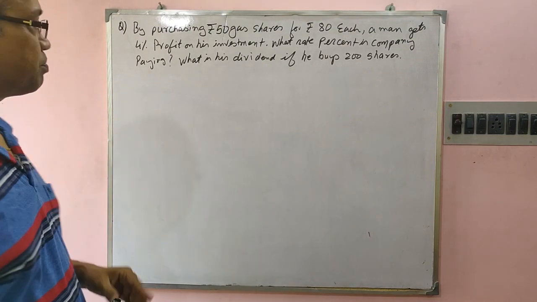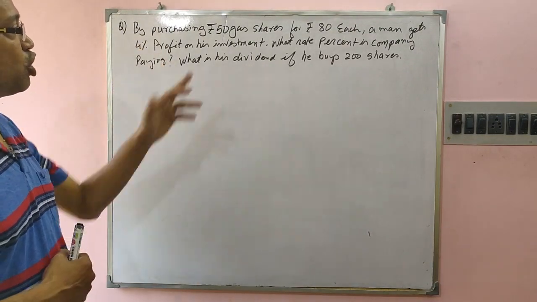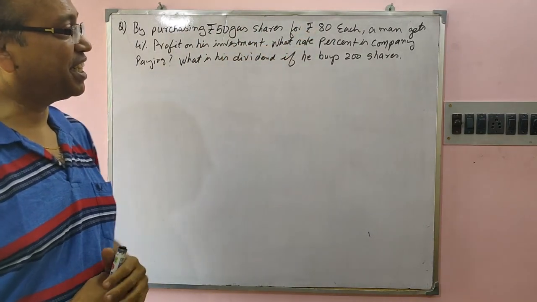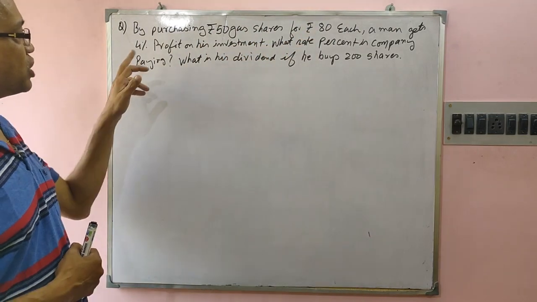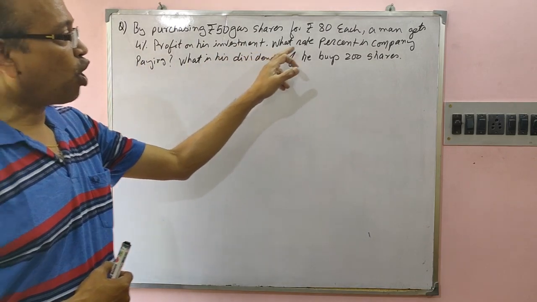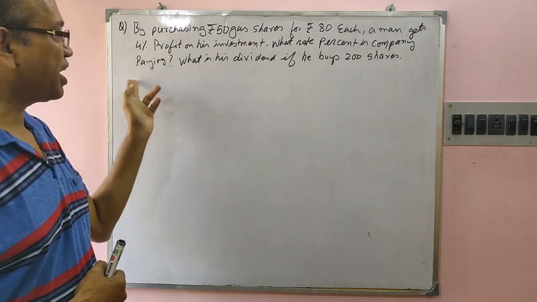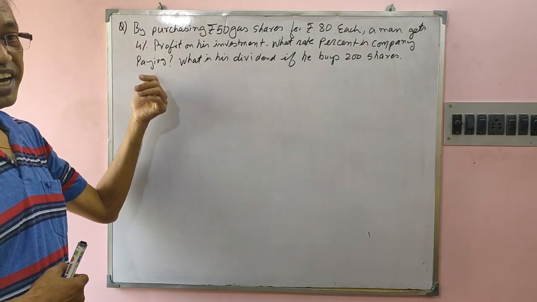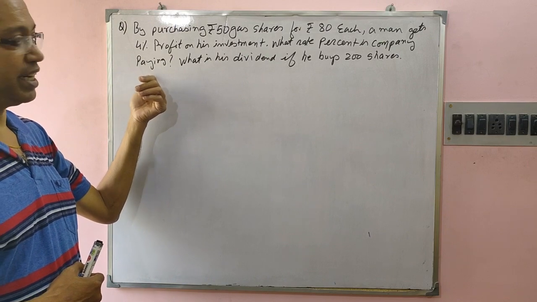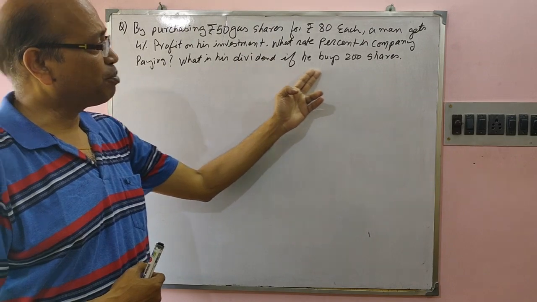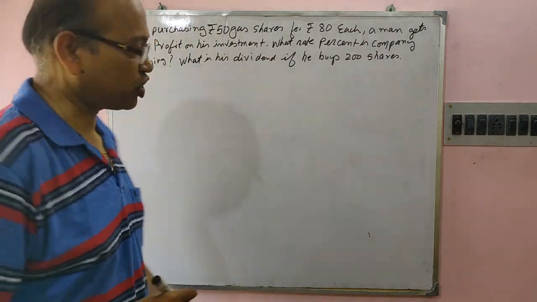The next problem. By purchasing rupees 50 gas shares for rupees 80 each, a man gets 4% profit on his investment. What rate percent is the company paying? What do you mean by what rate percent is the company paying? It means what we have to find: the dividend percent. And also, what is his dividend if he buys 200 shares?